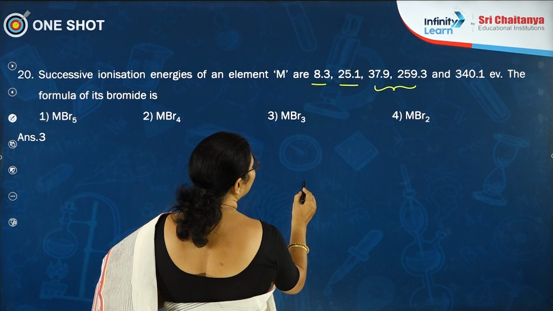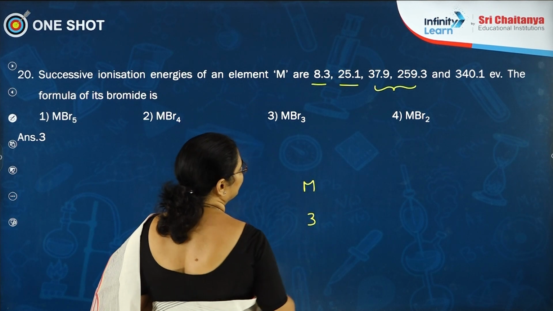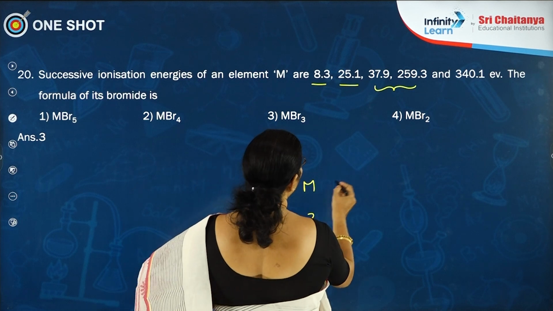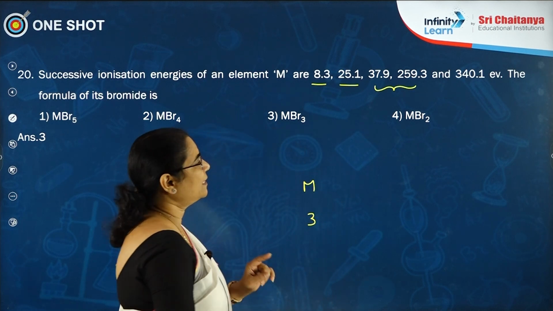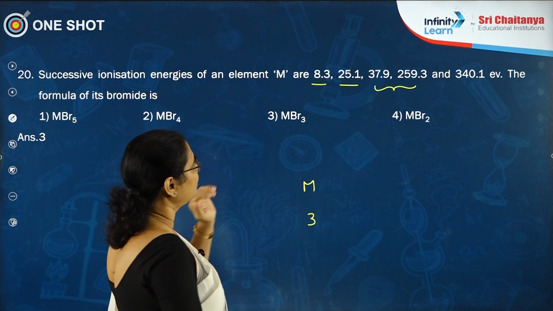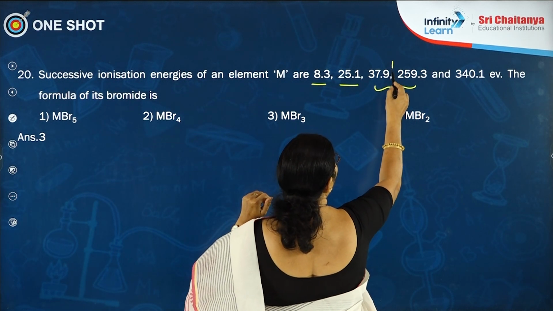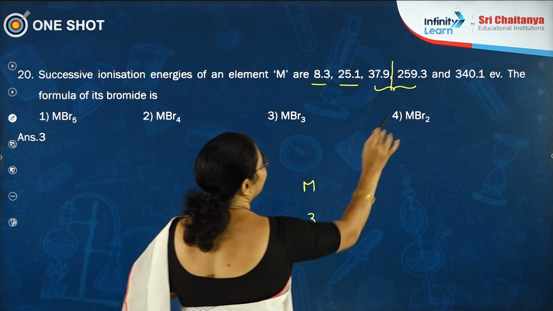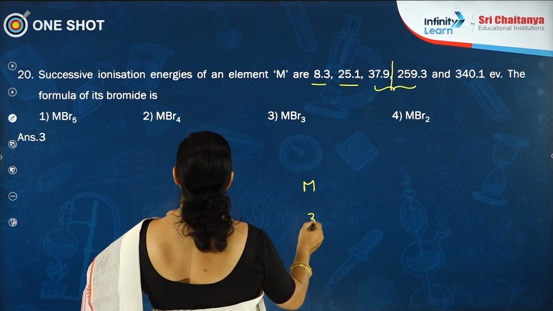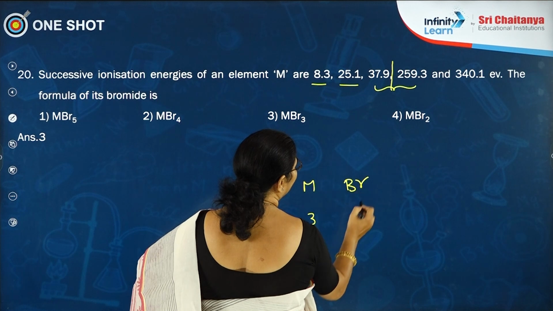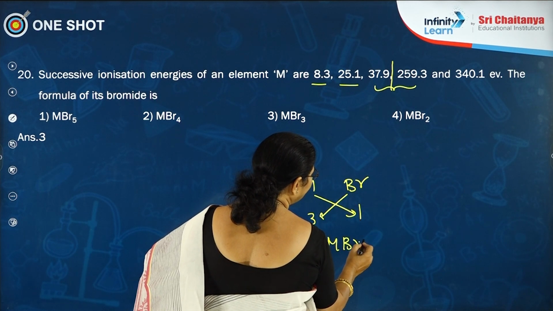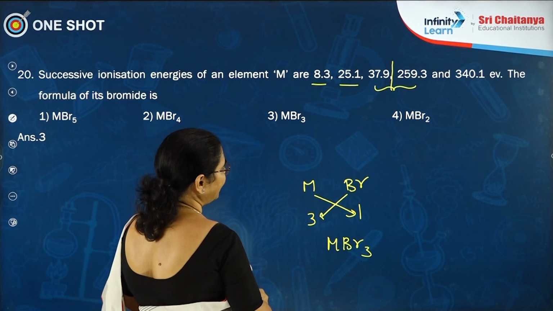So this metal loses 3 electrons comfortably. For removing the fourth electron, it requires such a high energy. So the metal valency is to be taken as 3. Where the hike is maximum, up to there we can remove electrons. After this, as the difference is very high, it cannot lose. So the metal valency is 3. He is asking the formula of the bromide. Bromine valency is 1. So after crisscrossing the formula is MBr3.